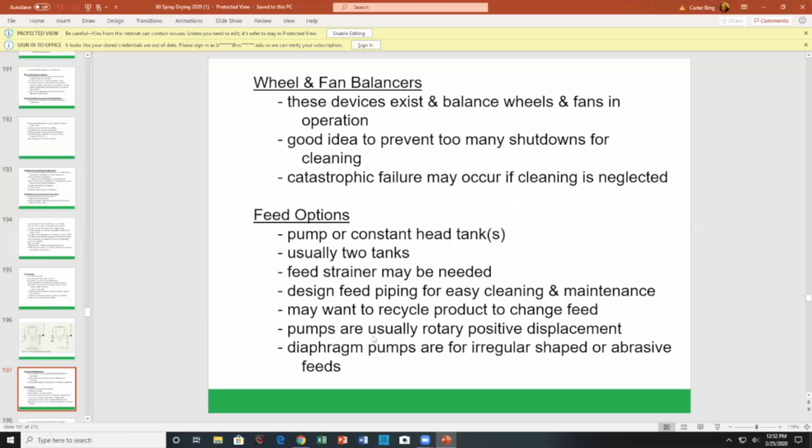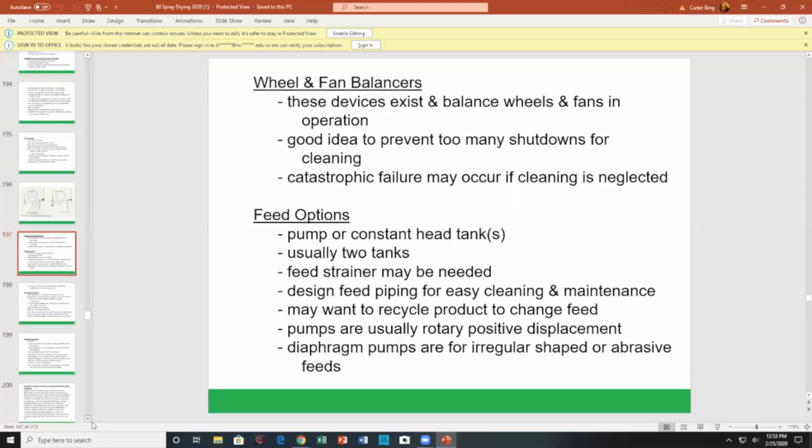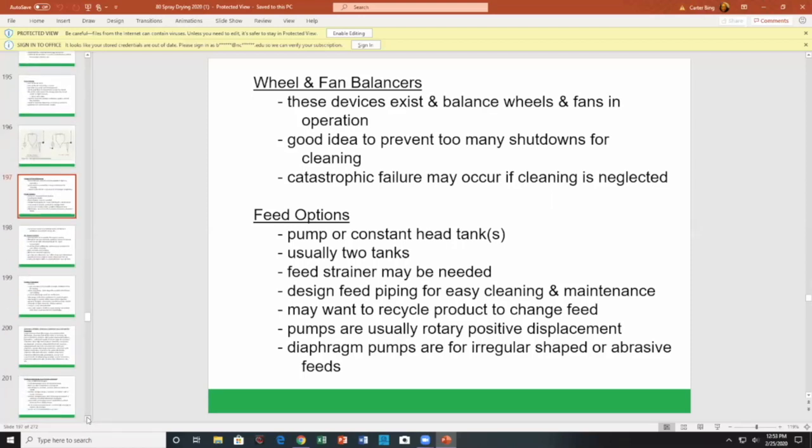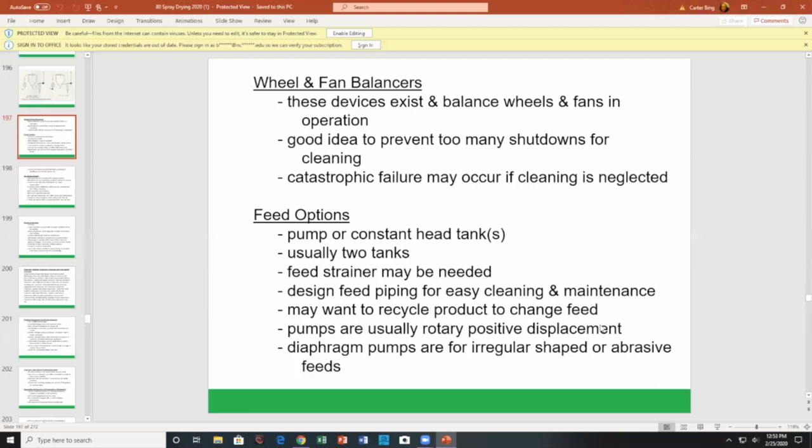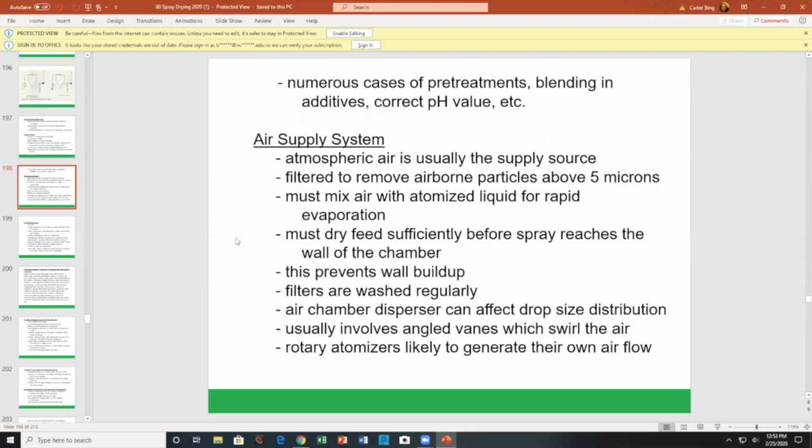characteristics. Pumps are usually rotary positive displacement. Diaphragm pumps are for irregular shape and abrasive feeds. What bothers me is the word positive displacement and slurries. Now, that is an interesting combination, as positive displacement usually implies close clearances, and close clearances with slurries means abrasion likely. Numerous cases of pretreatment, blending with additives, correcting the pH value, all kinds of things.